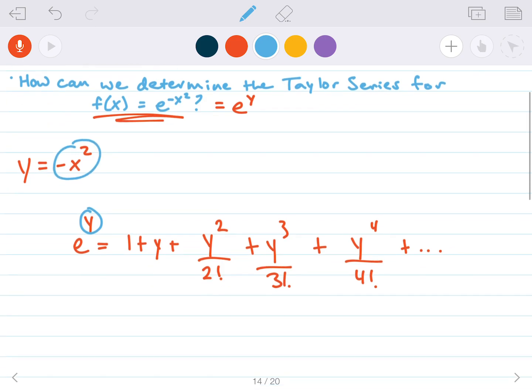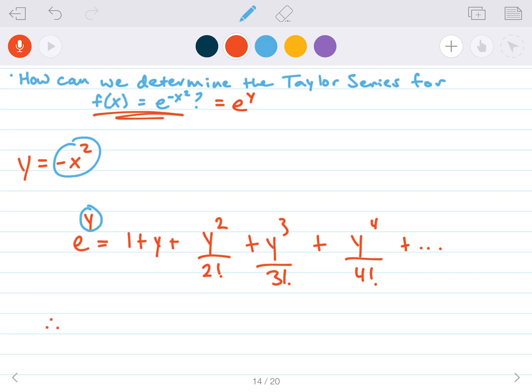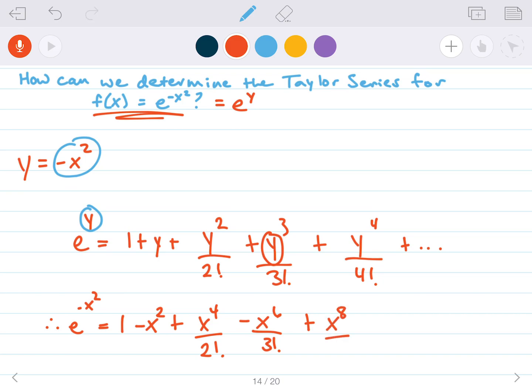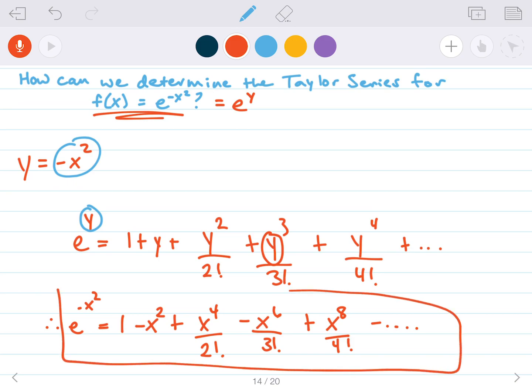So all we have to do at this point is substitute in anywhere we see a y, negative x squared. Isn't that clever? So therefore, e to the negative x squared is going to equal 1 minus x squared plus, well, what's negative x squared? That's going to be a positive x to the 4 over 2 factorial. And then we just continue plugging in negative x squared for y and simplifying. So that's a little trick here. Pretty sneaky. So that is going to be the Taylor series for e to the negative x squared right there.